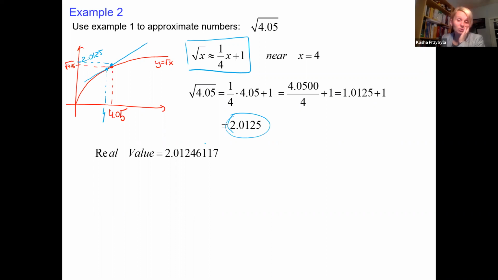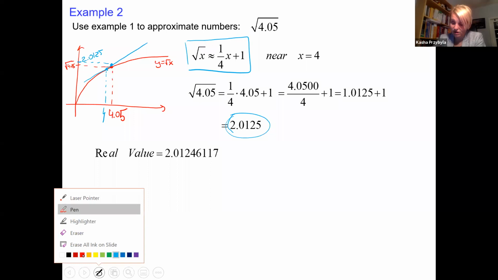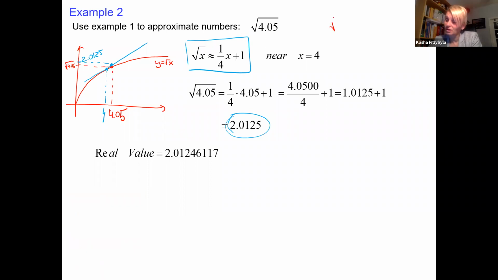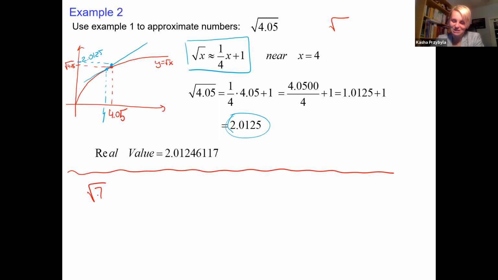Okay, Josh, it's a good question. Josh is asking, how do we know if we are close enough? Actually, we don't know. Of course, if I ask you to approximate, let me actually write, which I think I have this question, the square root of 7.